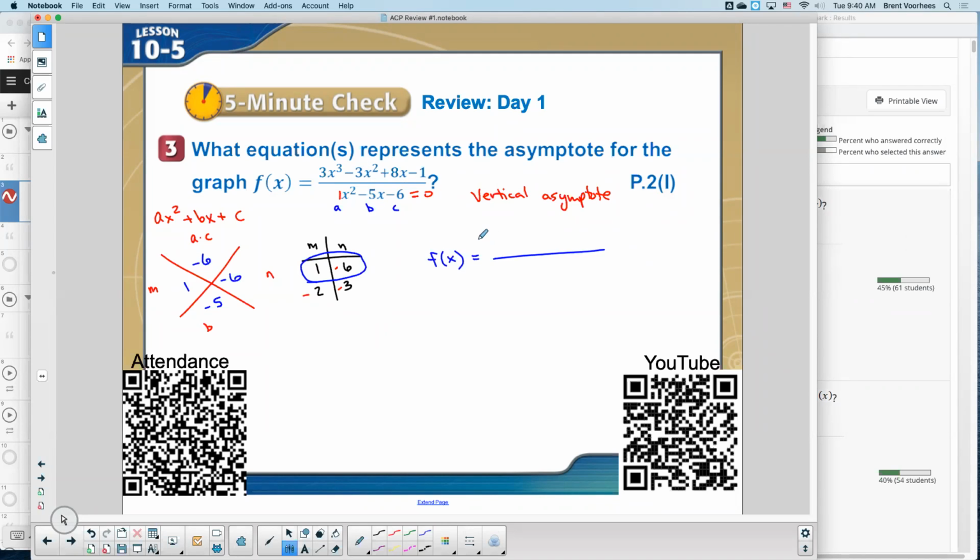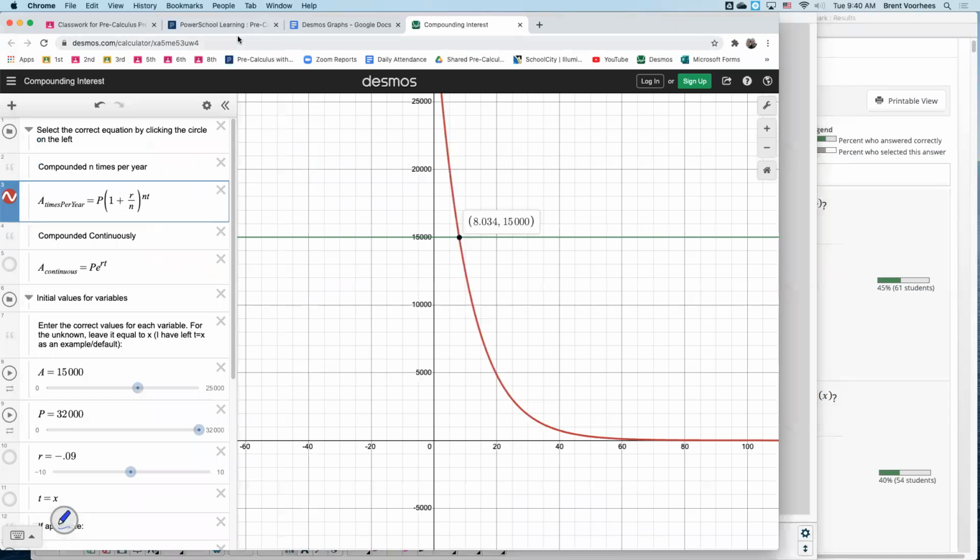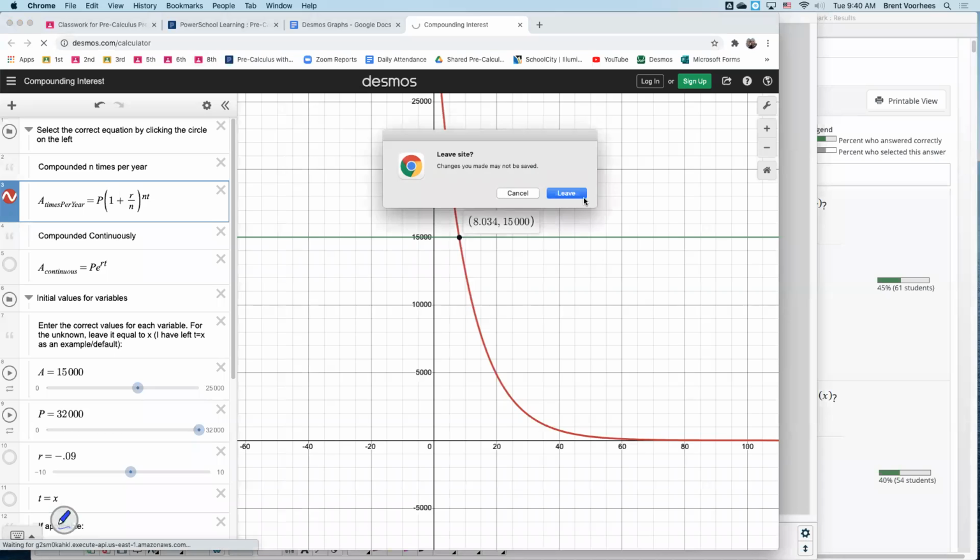I'm not going to rewrite the top. I'm just going to leave it as 3x cubed minus 3x squared plus 8x minus 1. And on the bottom, I'll say it's x plus 1 and x minus 6. Now, what if one of these factors cancels with a factor in the top, then it would be a hole. But right now, I'm just going to assume, and we'll look at the picture in a second, that there's going to be 2 vertical asymptotes. You know what? I'm going to graph it first, just so we can see if our assumption's off or if it's correct.